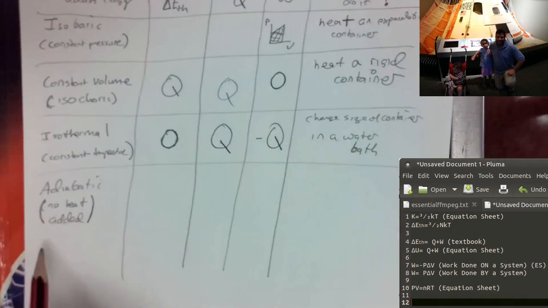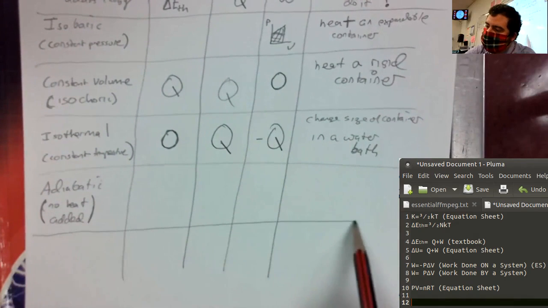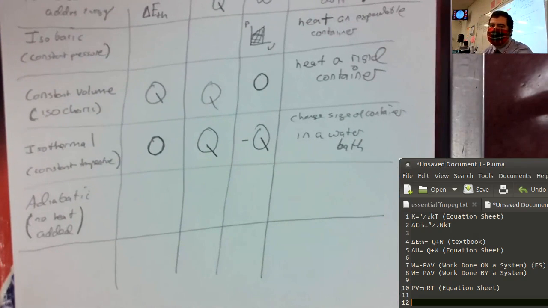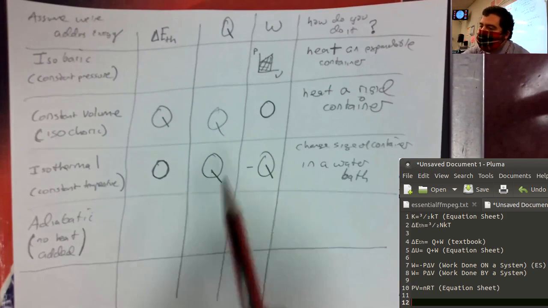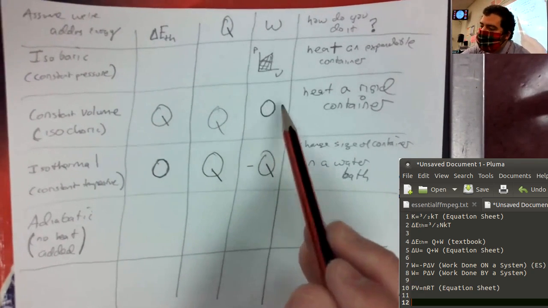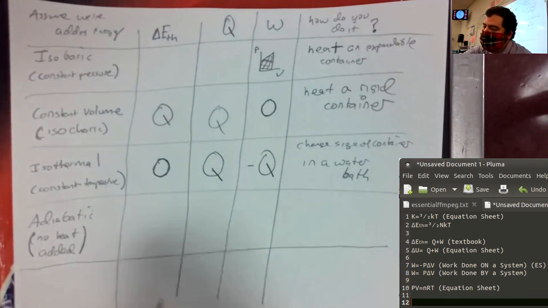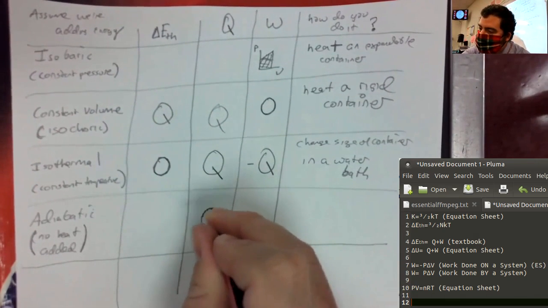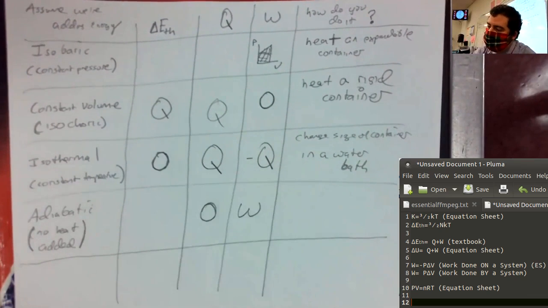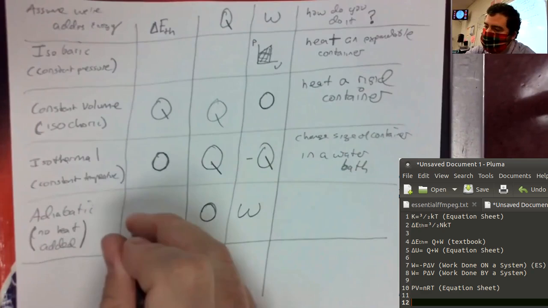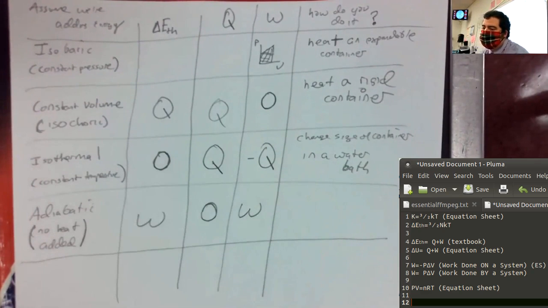All right, so the last one is adiabatic. Adiabatic, I feel like, is hard to figure out, but the best way to remember it is there's one of these where you don't add any heat. We've seen one where we do no work. That's constant volume. So we need one where we don't add any heat, and that's this one. So in that case, if Q is 0, any work we do is just going to be the change in thermal energy.